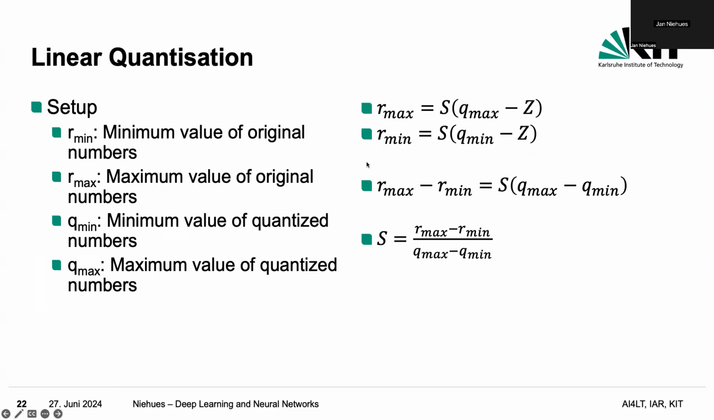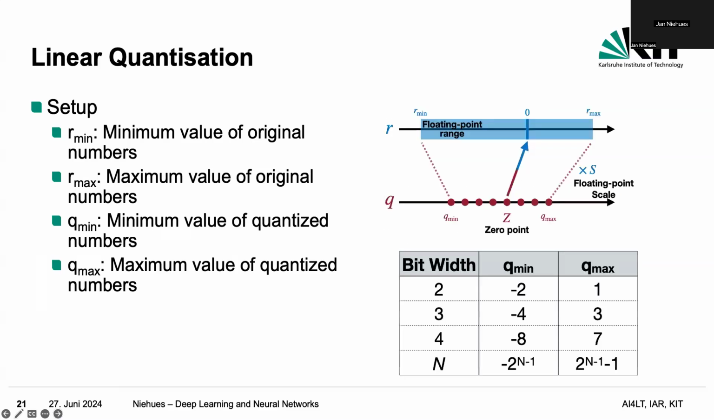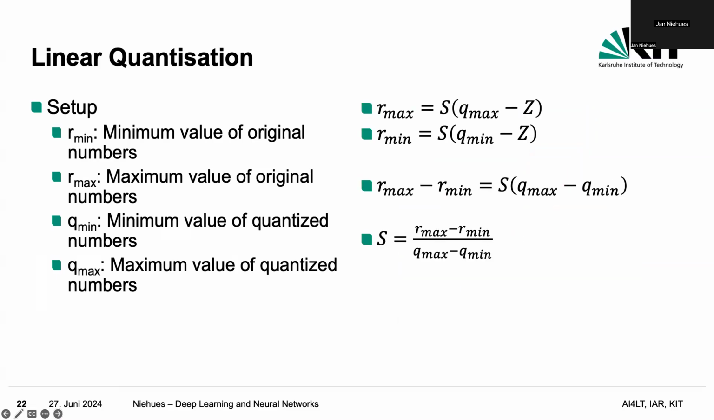So what we can say from this picture is that the maximum value is S times the maximum quantized value minus Z, and the minimum value is S times Q min minus Z. So we take the transformation, and what we want to ensure is, of course, that the minimum value gets mapped to the minimum value, and the maximum value gets mapped to the maximum value. If you do both of them, you can now subtract these two things. The nice thing, if you subtract, you see that Z is disappearing. Then you have R max minus R min is S times Q max minus Q min. Now we directly see that S equals R max minus R min divided by Q max minus Q min, which is, yeah, not surprising.